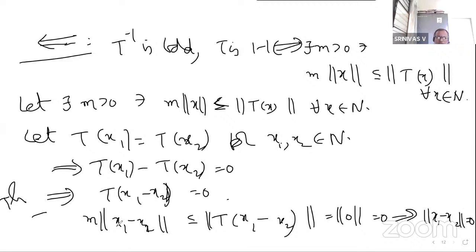Okay, this has to be 0. This cannot be a positive number. This has to be 0. Means what? Because you have a norm here, you must have x1 minus x2 equal to 0. This implies x1 equal to x2. So you showed this and obtained that x1 and x2 are the same. Therefore, your T is 1 to 1. Okay, this we obtained. Now it remains to obtain this.